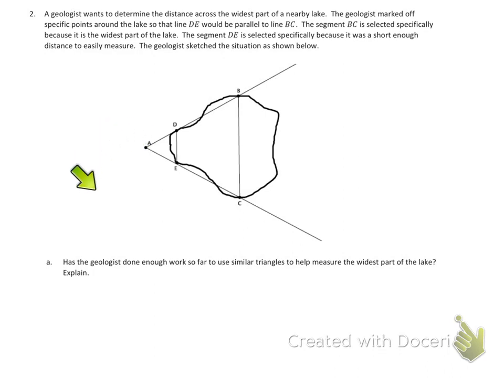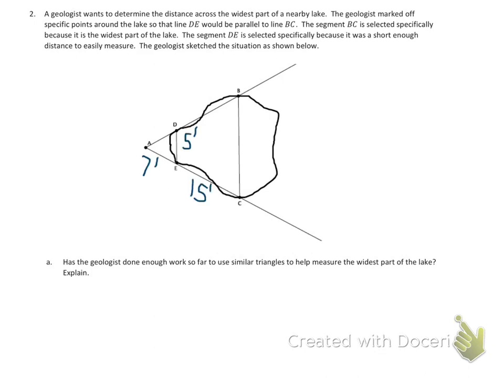Okay, so the triangles are set up. Now we just need some distances. Part B gives us some distances on our diagram. So why don't you pause the video and go ahead and label the diagram with those, and then we'll move on.